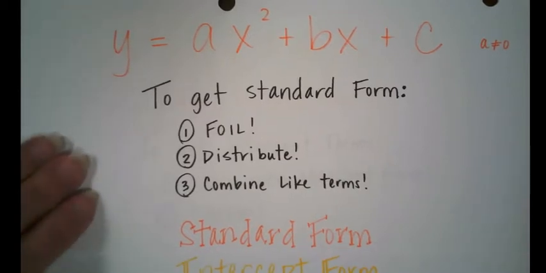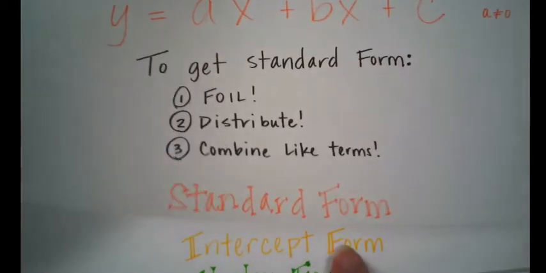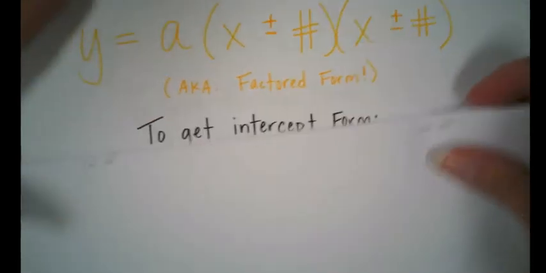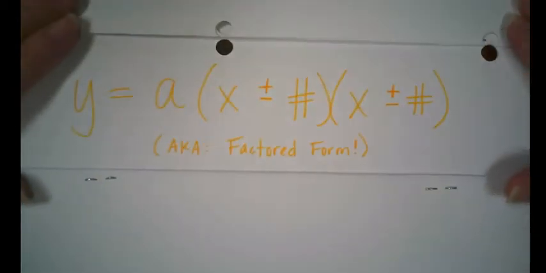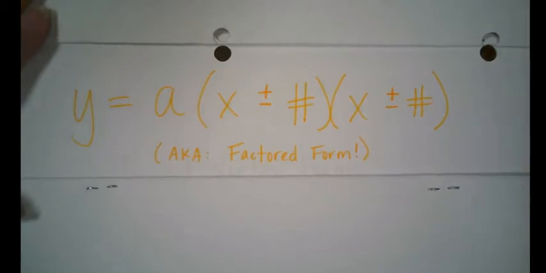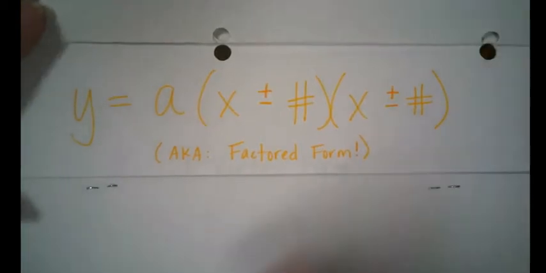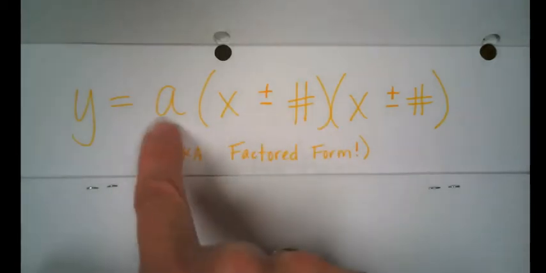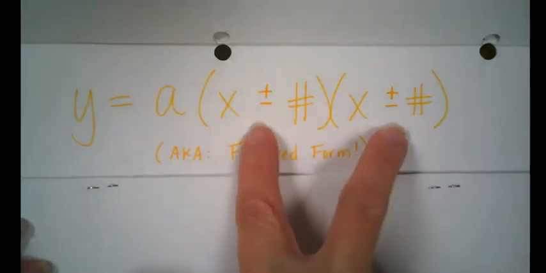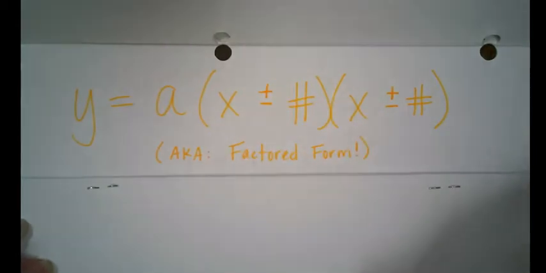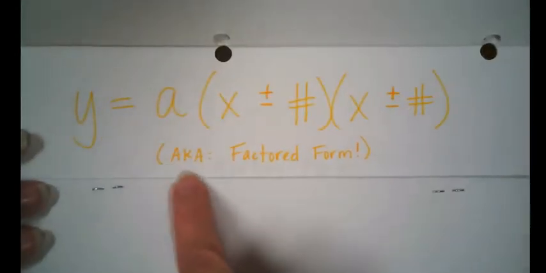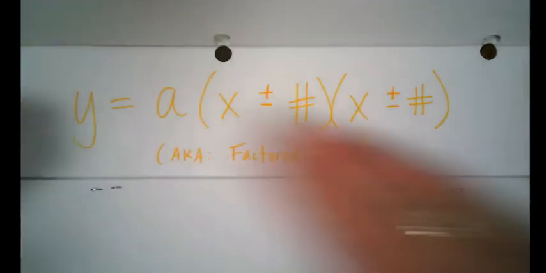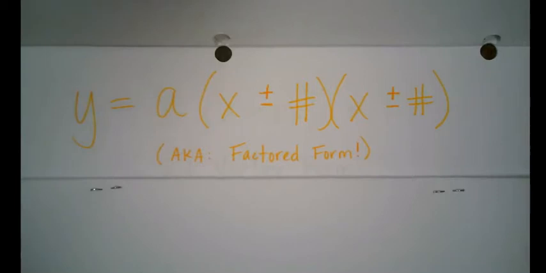All right, the next tab is Intercept Form. So if you lift up that page for standard form, Intercept Form is basically your factored form. This is when you have your GCF out in front, and then you have your 2 binomial factors that you're multiplying together. So intercept form and factored form are basically the same thing. So I put AKA, which hopefully you know stands for also known as, factored form. So this is the form you have when you have factored your trinomial.